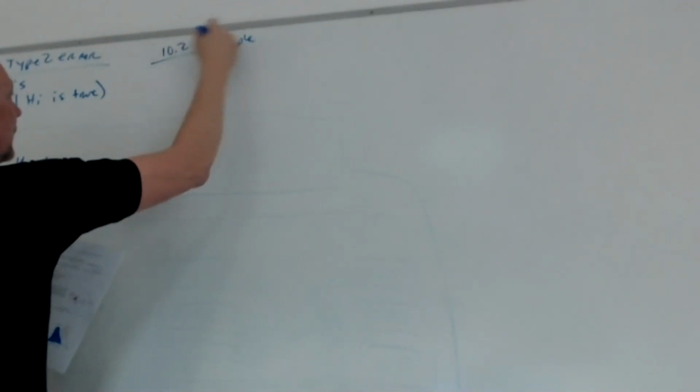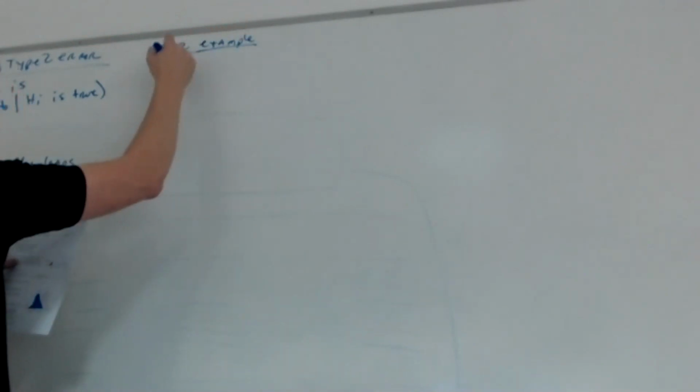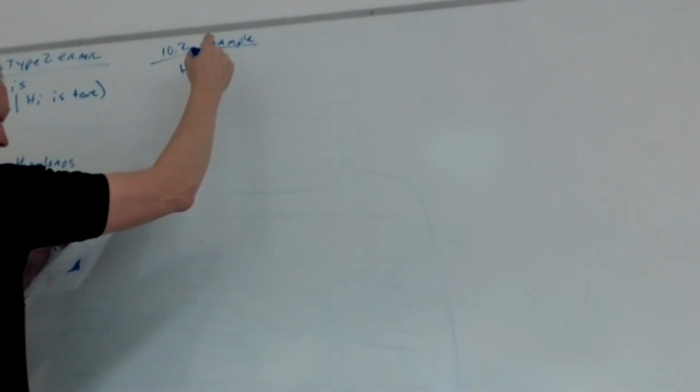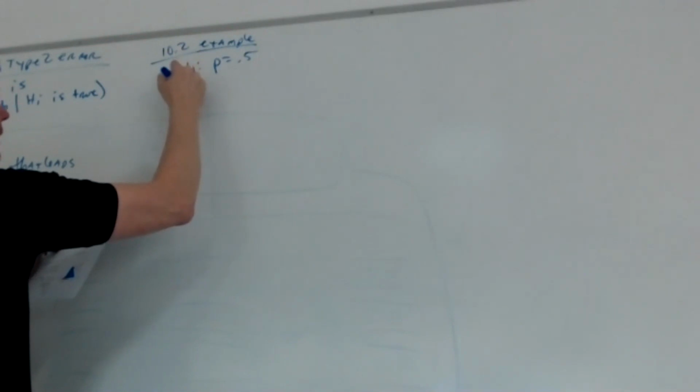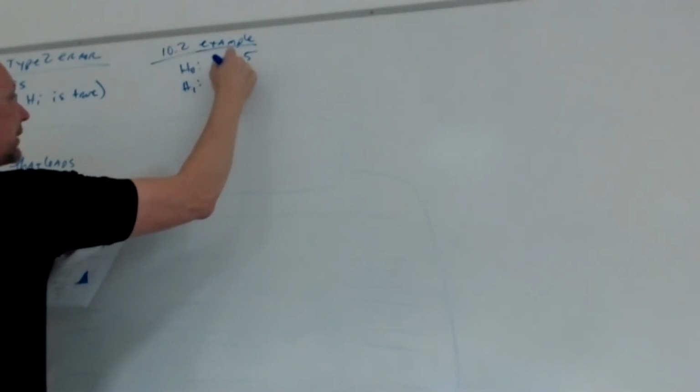I know it's been a week. We've probably forgotten this, so let me just remind you, this is an example we did in class, clear back in 10.2. We tested the null hypothesis that p equals 0.5. The alternative was p less than 0.5. The idea here is we were trying to decide if Illinois students were prepared for college math. The null was half of the students are prepared. The alternative was less than half of the students were prepared.